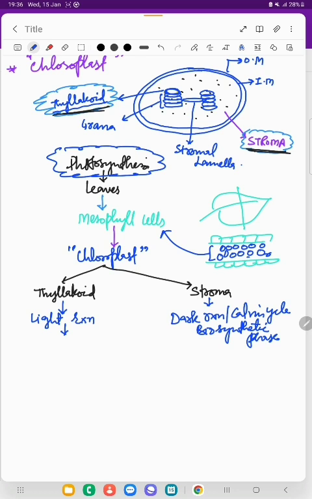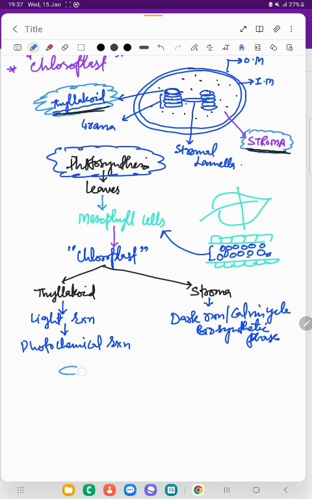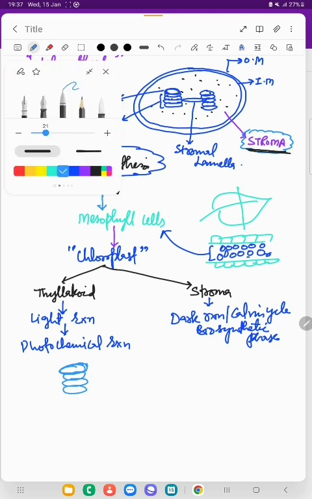This light reaction is also called photochemical reaction, right? And this photochemical reaction, or light reaction, takes place on the thylakoid membrane. This is a thylakoid, and thylakoids are arranged one above the another. This is a pile or a stack of thylakoids, and this whole stack is known as grana.